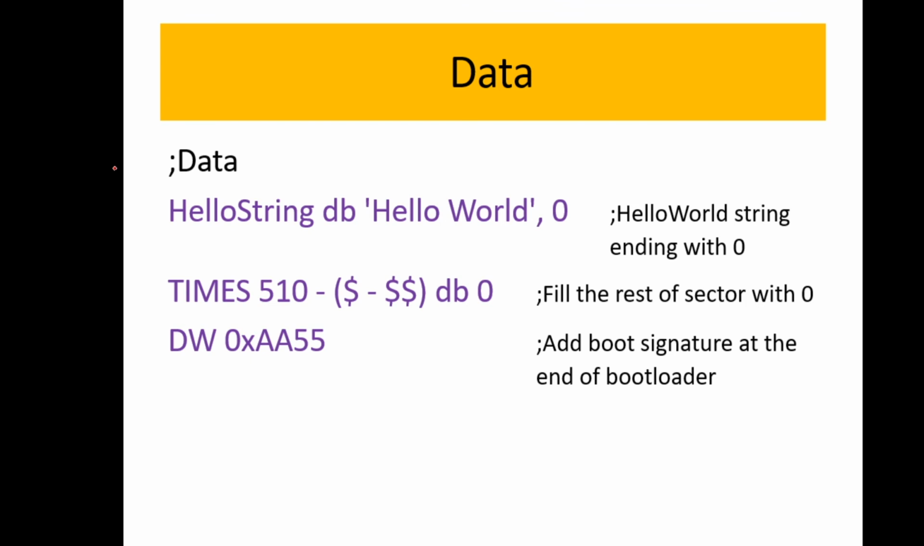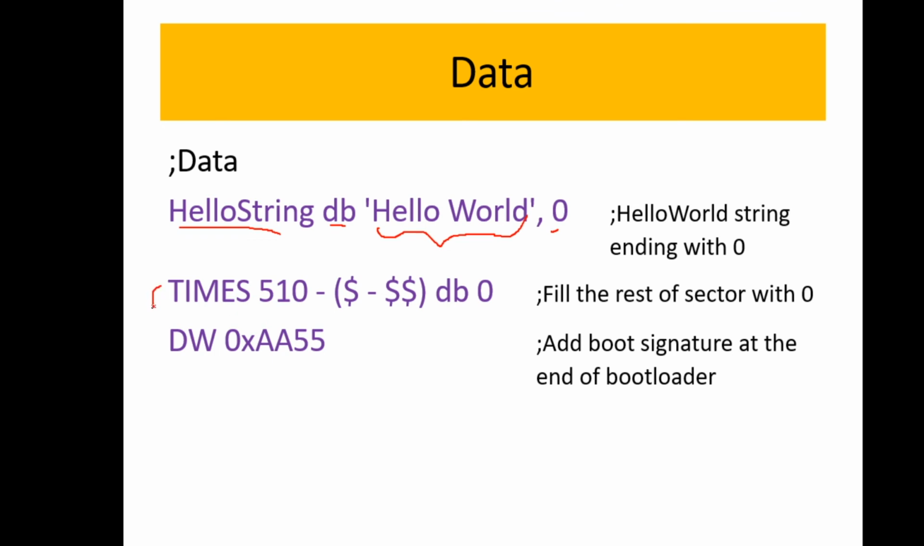So now we are going to work with the data. The data we are going to store in a string, in a user defined variable called hello string. Hello string is a user defined variable, db is a data byte, and this is the word we are going to display. Hello world is the word we are going to display, and this 0 signifies the end of your string. We can call it a delimiter or a terminator, in any way. So whenever it represents 0, we have to end the process.